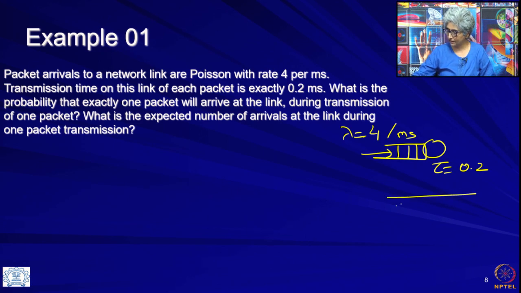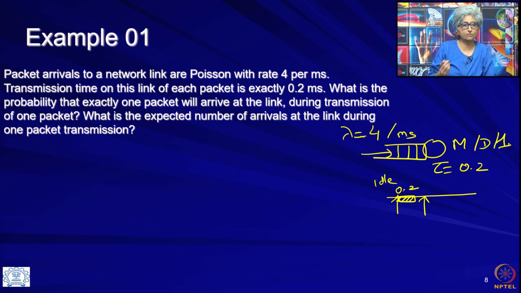If we just look at a timeline, packets are arriving basically. As packets arrive, they may queue. Suppose this packet arrives to an idle link, then its transmission will start, and it takes exactly 0.2 milliseconds. So this is actually an M/D/1 queue. Let us assume infinite buffer, that is not given, but let us assume it. And the question is, while the transmission is going on, what is the probability that exactly one more packet will come?